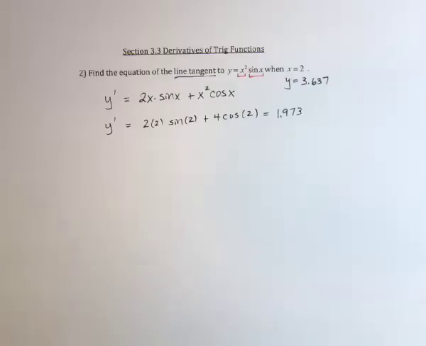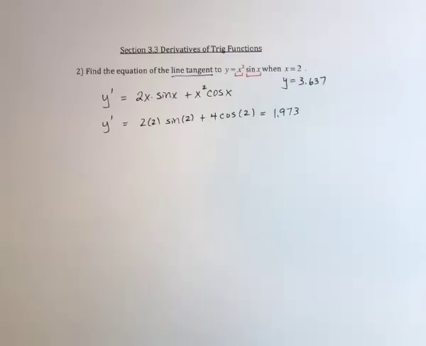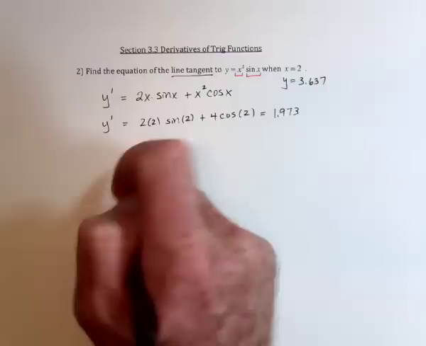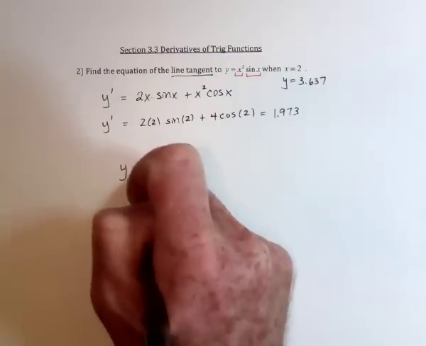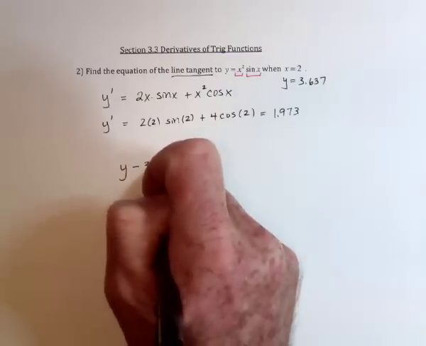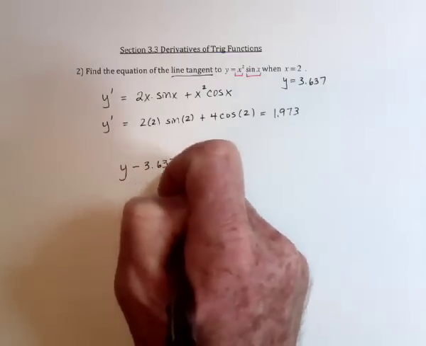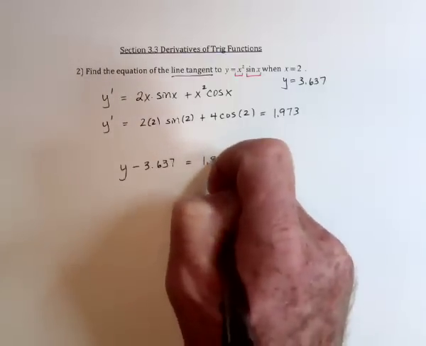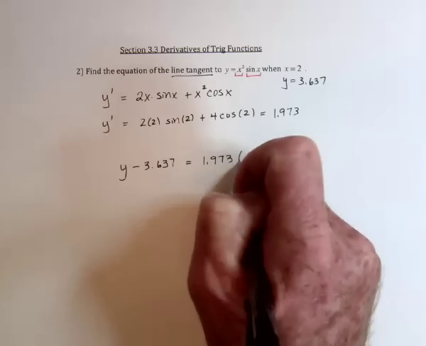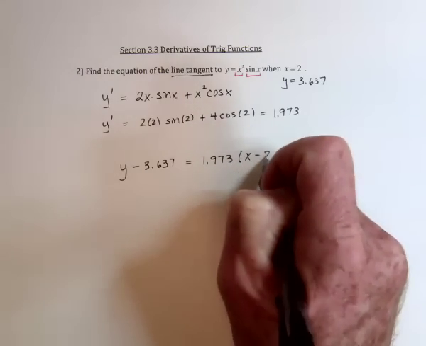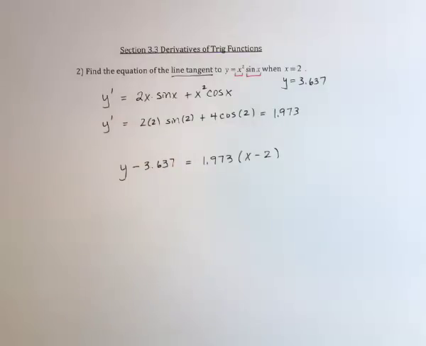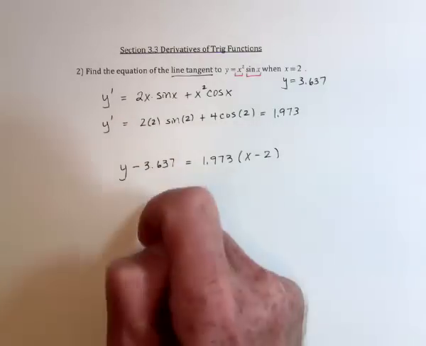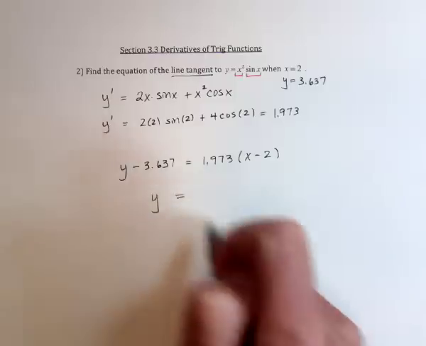Okay, then use the point slope formula, which is going to look like y minus the y value is equal to slope times x minus the x value. And then we need to do some algebra to clean it up, so that we've got y equals what?